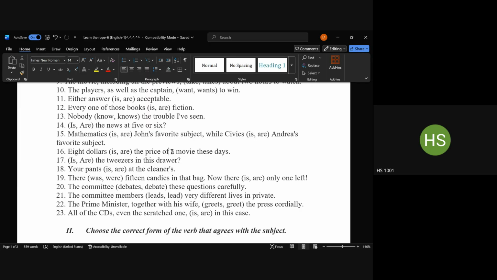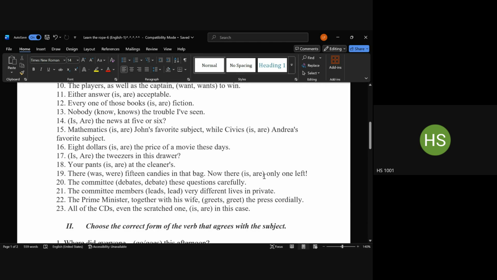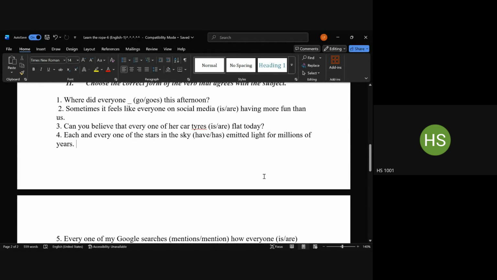23rd, all of the CDs, even the scratched one, are in this case. Are, right? Plural subject, obviously. All of the CDs, even the scratched one, are in this case. Okay. Now, let's move on to the next one, I think this one has the distributive pronouns mostly.